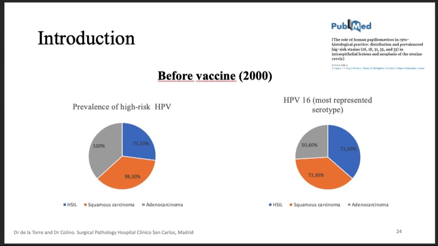According to the studies conducted by G. Bologna in the year 2000, the prevalence of high-risk HPV was 73.5% in HSIL, 98% in squamous carcinoma, and 100% in cases of adenocarcinoma. HPV-16 was the most represented type in all lesions, with 71.2% of HSIL cases, 73.3% in squamous carcinoma, and 50.6% in adenocarcinoma.